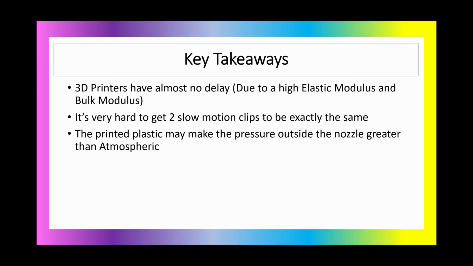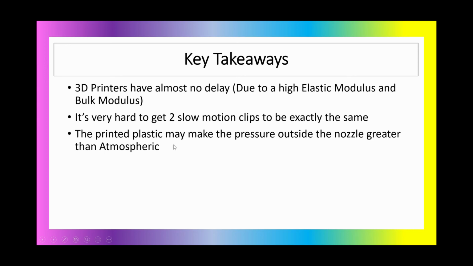My key takeaways are that one, 3D printers have almost no delay. It's probably due to the high elastic modulus, or the modulus of elasticity of PLA, and also the high bulk modulus. They don't really compress very much. The other is that it's very hard to get two slow-mo clips to play at the exact same time. Almost impossible for me.